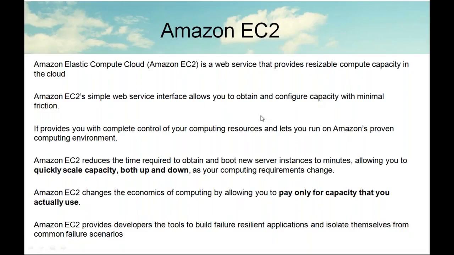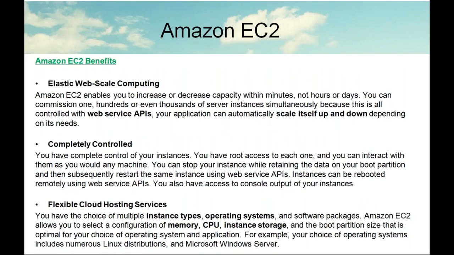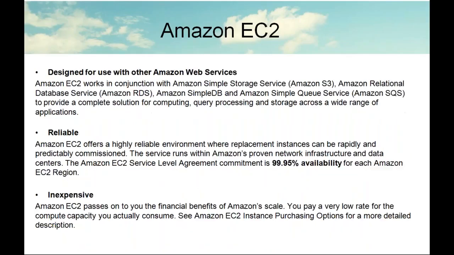Amazon EC2 means Elastic Compute Cloud. Benefits: elastic web-scale computing. Scale up and scale down your resources, completely controlled by you. Flexible cloud hosting services: you can select your CPU, how much memory you need, which operating system you want, which type of instance you need, everything you select. It is flexible, whatever you want you can select that type of instance and launch. With SQL Server or Docker or any DevOps tools, ready-made EC2 instances are available.